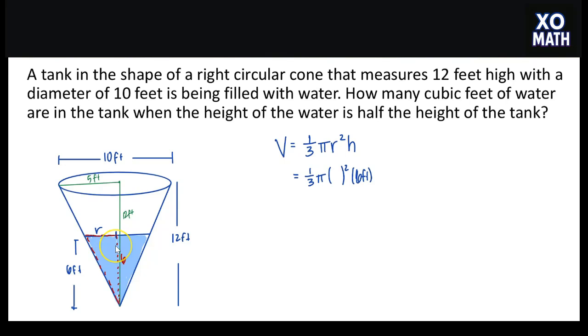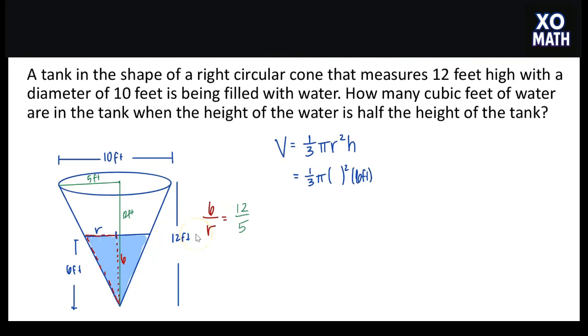So the similar triangle setup here is going to be 6 is to r. So the height of the smaller triangle to the base of the smaller triangle, r, 6 is to r, as the height of the taller triangle, which is 12, so as 12 is to 5. So that would be the base of the smaller triangle here. So that is the radius of the tank. And now we want to solve for r because we're going to need to plug that into our volume formula.